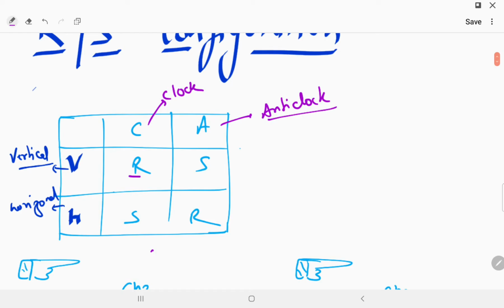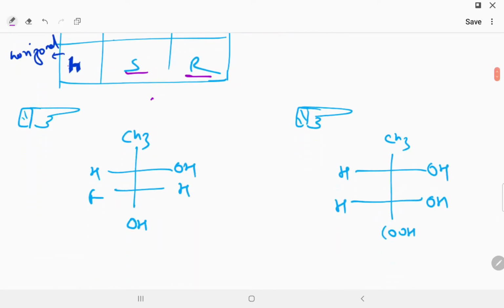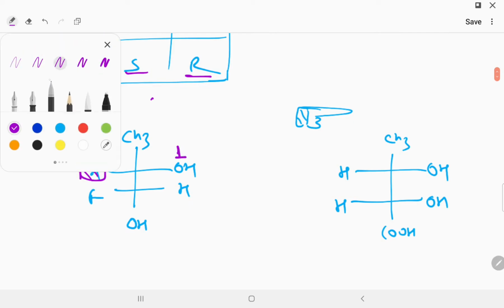Vertical clockwise R, vertical anti-clockwise S. Horizontal clockwise S, horizontal anti-clockwise R. Okay. So we have to find out the RS configuration. In this question, H is the least priority group, so we take it as a dash position, or we do not take it as any position. Now for higher atomic number we give number 1. The one with higher atomic mass gets number 1.